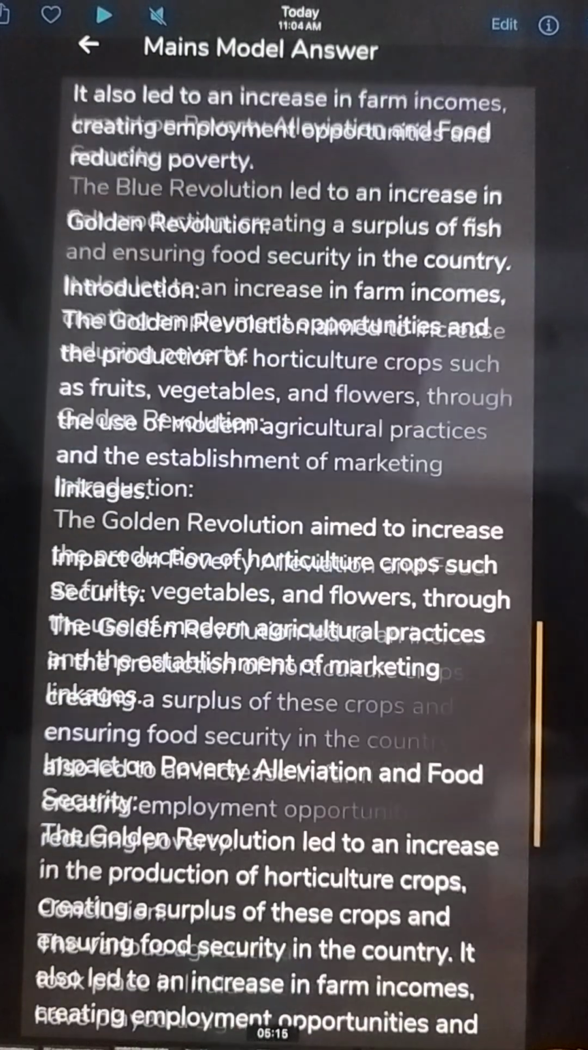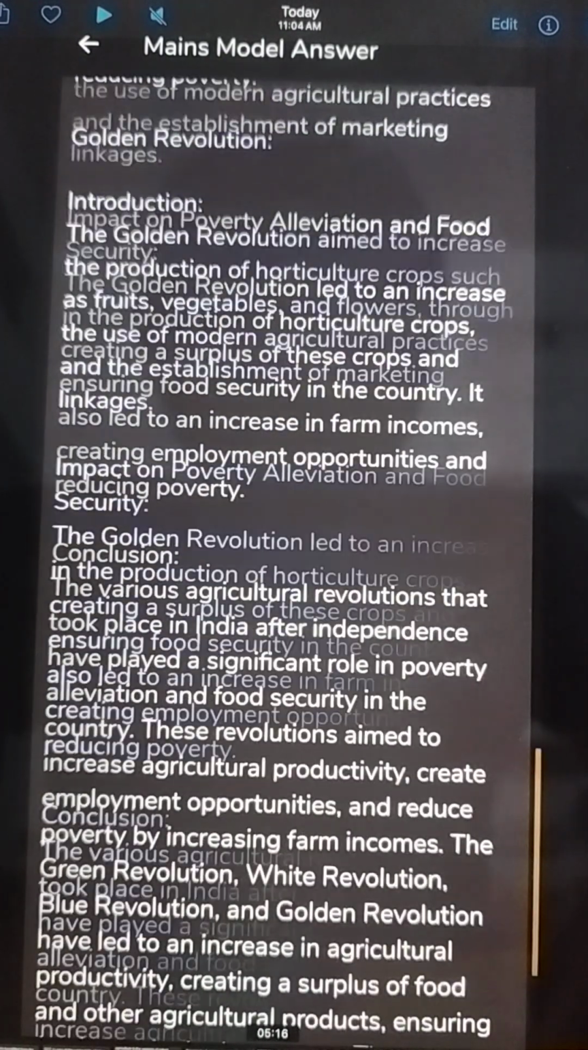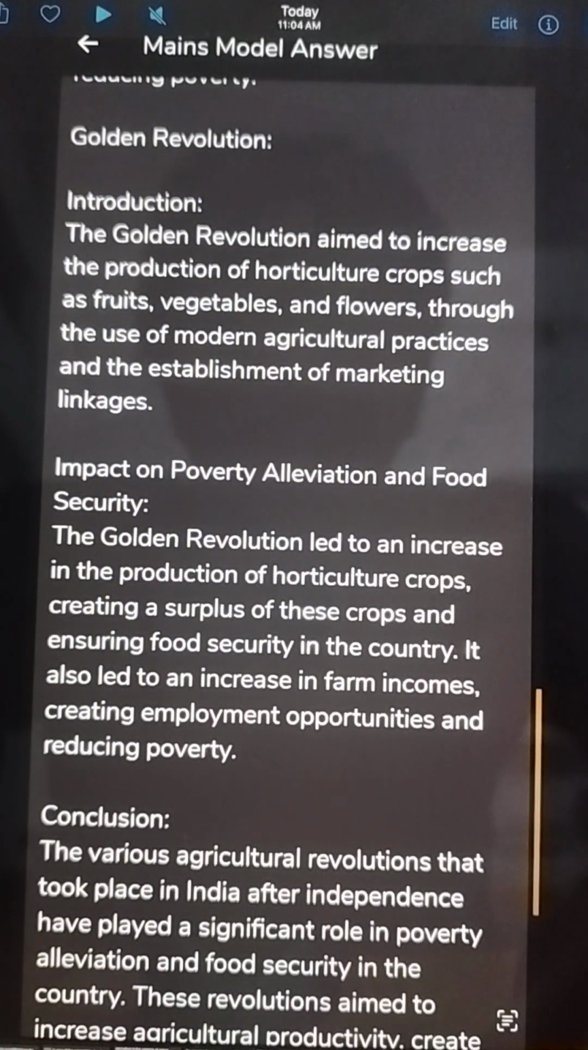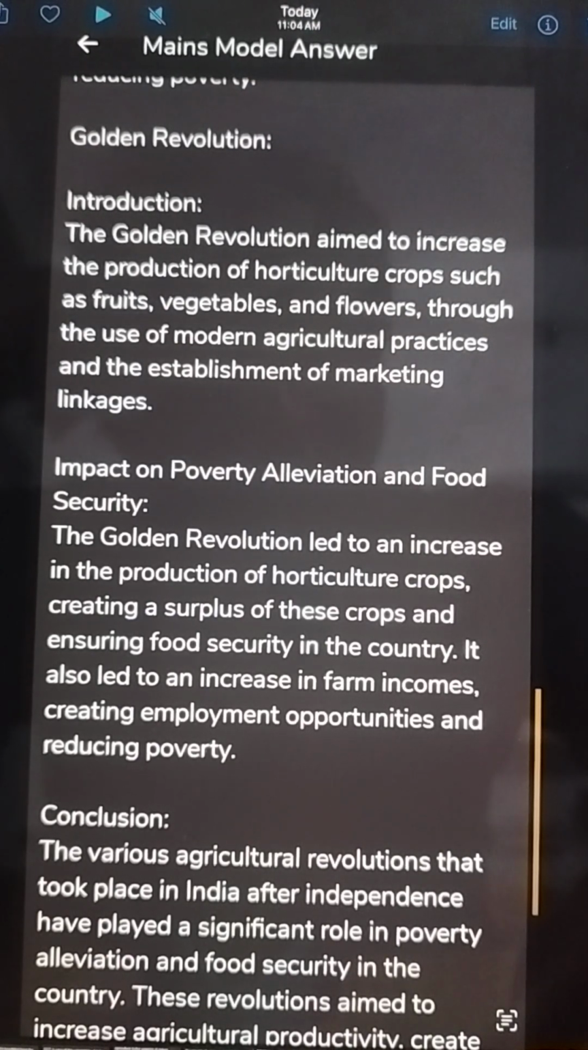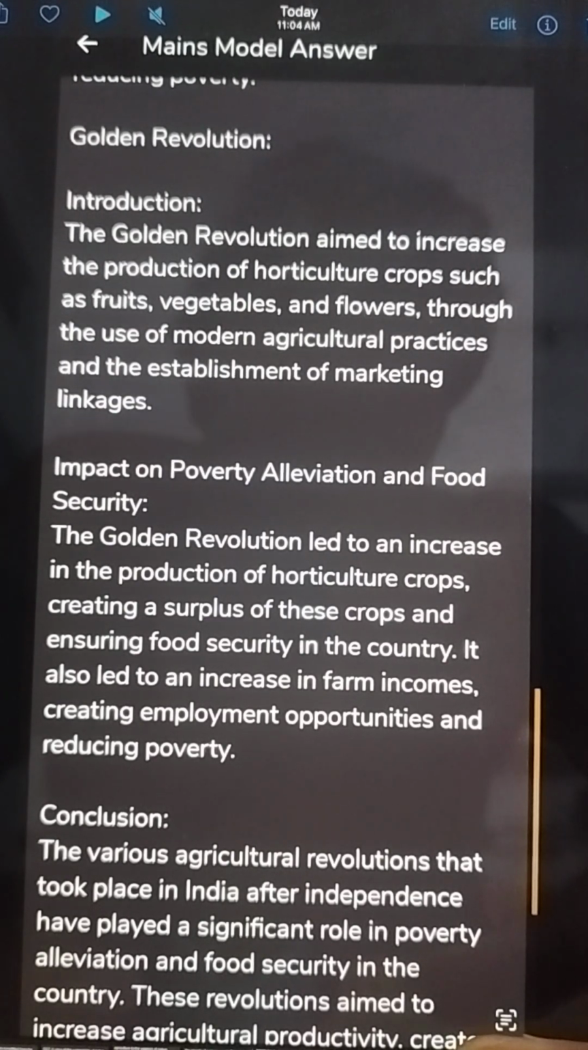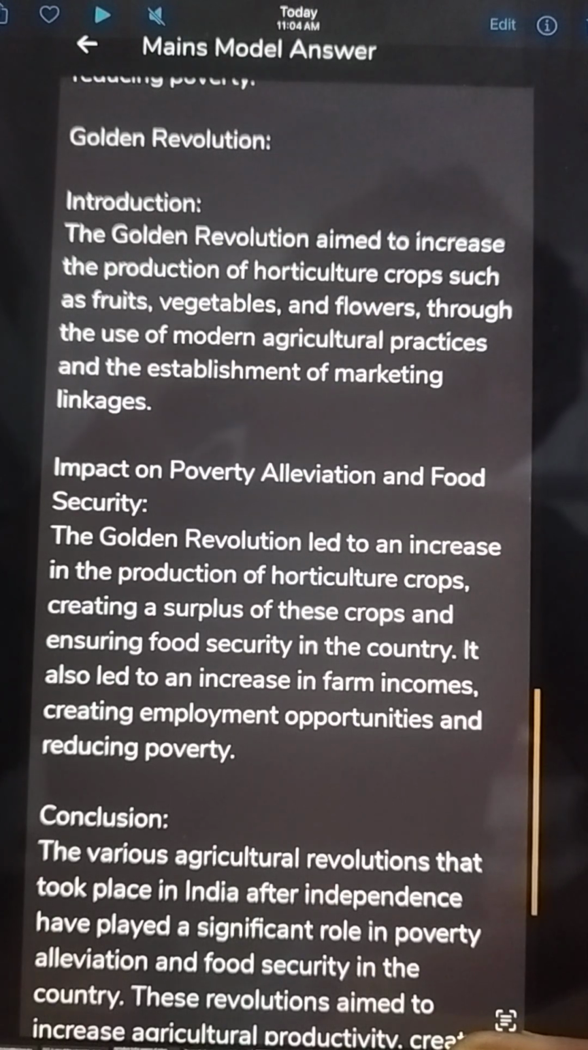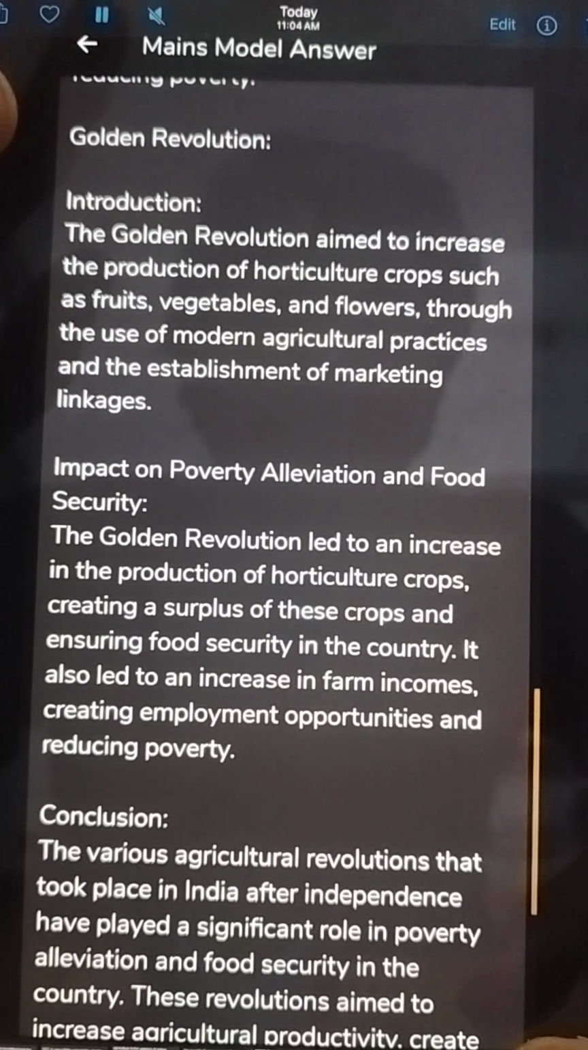Then comes the Golden Revolution. The Golden Revolution aimed to increase the production of horticulture crops such as fruits, vegetables, and flowers through the use of modern agriculture practices and the establishment of marketing linkages. Impact on poverty alleviation and food security: The Golden Revolution led to an increase in the production of horticulture crops, creating a surplus of these crops and ensuring food security in the country. It led to an increase in farm incomes, creating employment opportunities and reducing poverty.